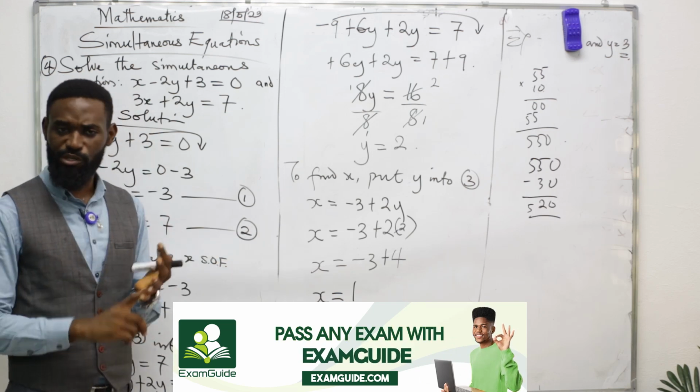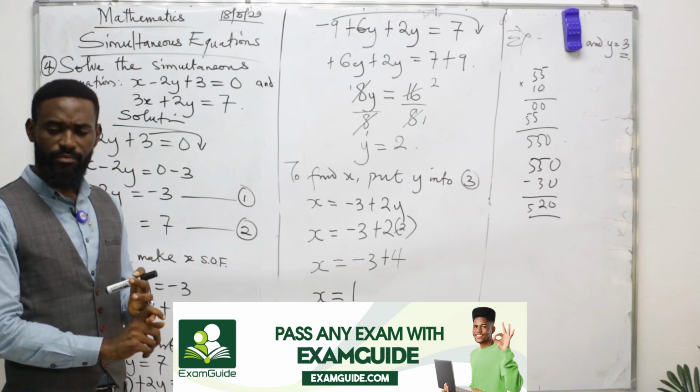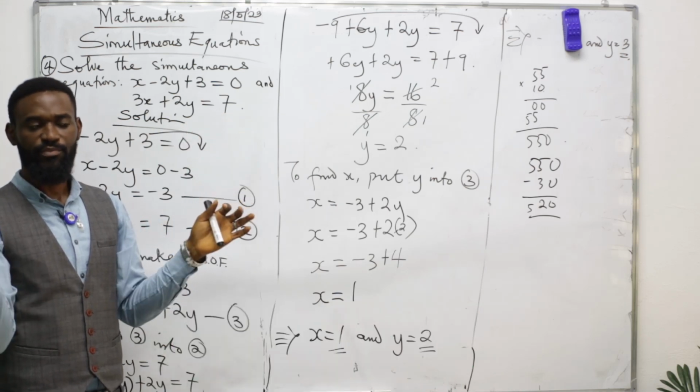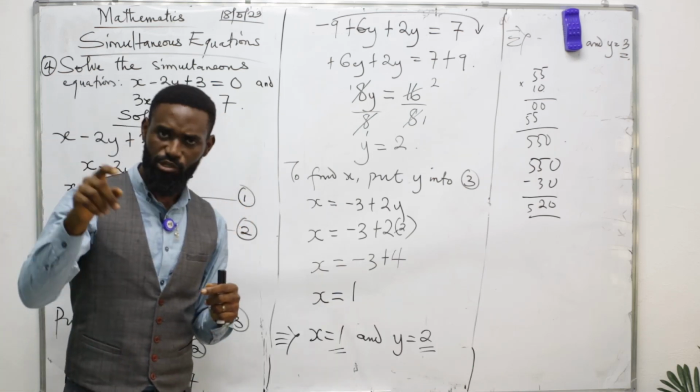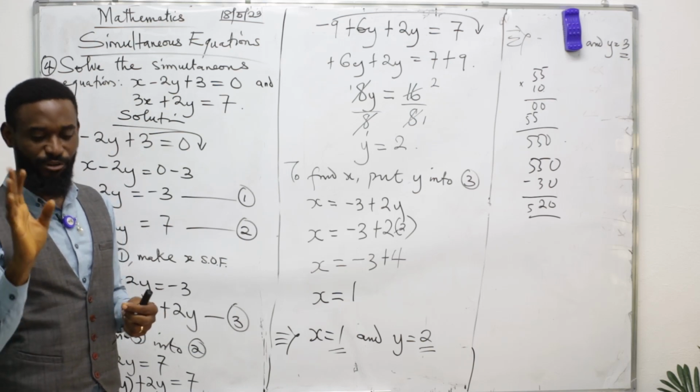Okay, so I want to believe that at this point we have fully understood how to solve simultaneous equations using the elimination method, using the substitution method, and of course what simultaneous equations mean, and the different methods to solve them. I gave you 3 methods of solving this.